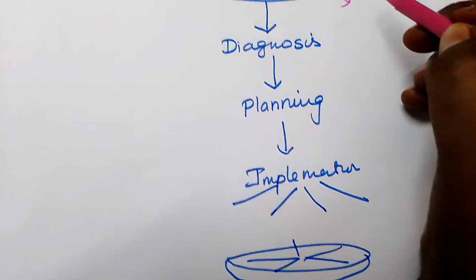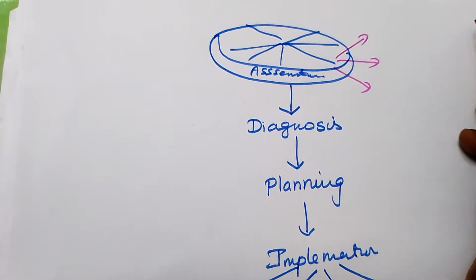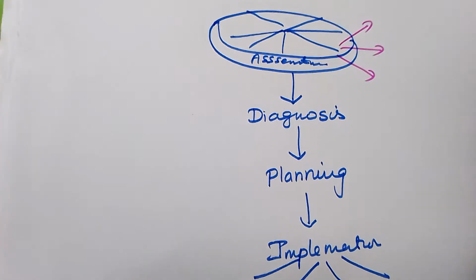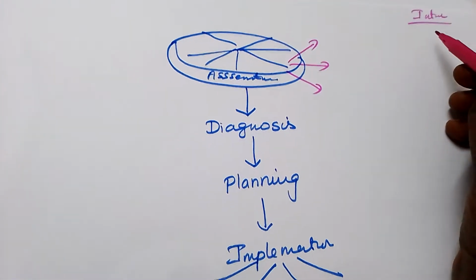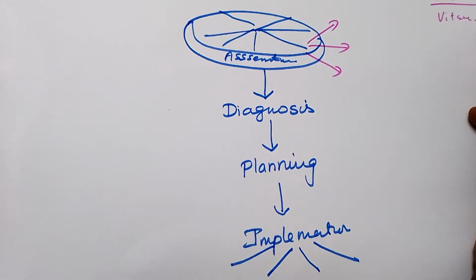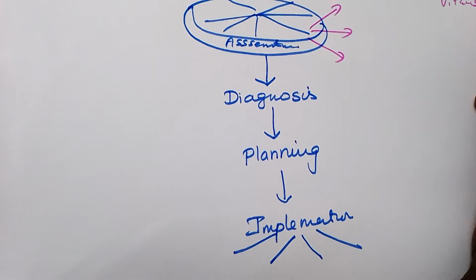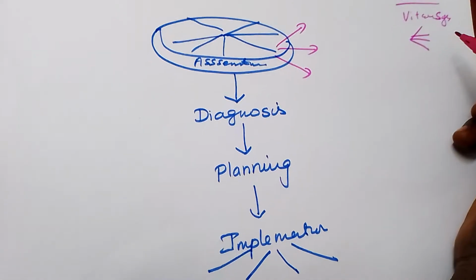So how are you assessing? How will you be assessing this one? If you are assessing individual health, there is a criteria for assessing the individual health. You will be checking the vital signs of the individual, isn't it? So vital signs will be checked: temperature, pulse and respiration will be checked for this individual.